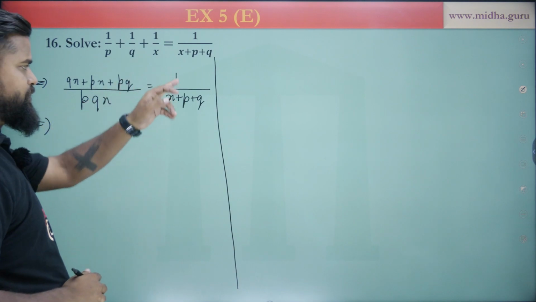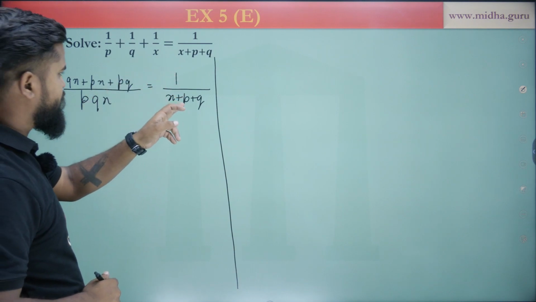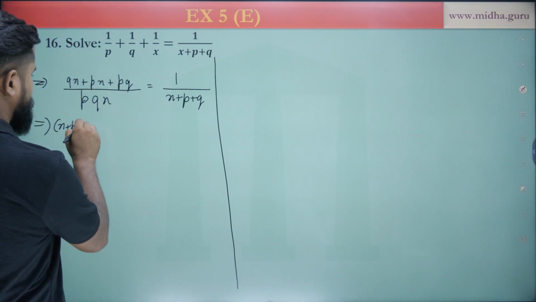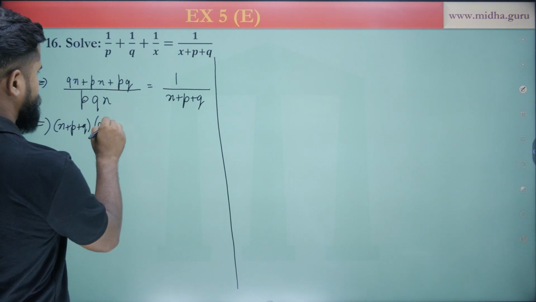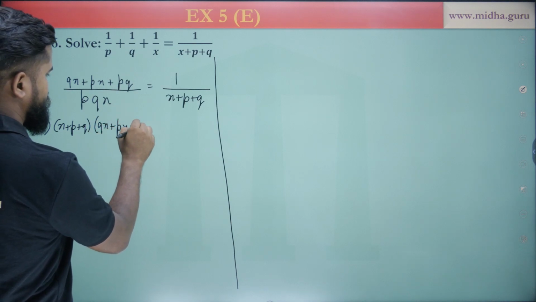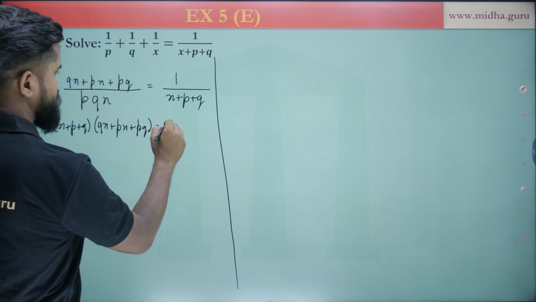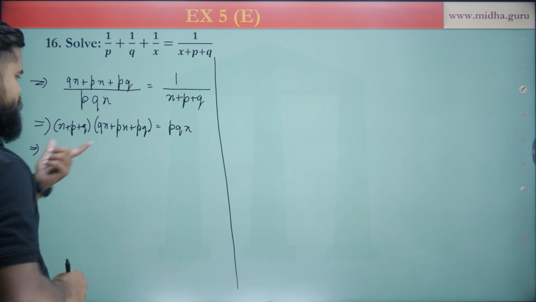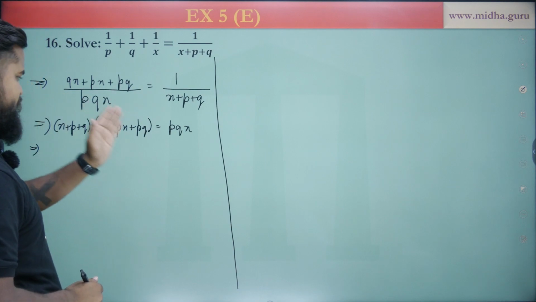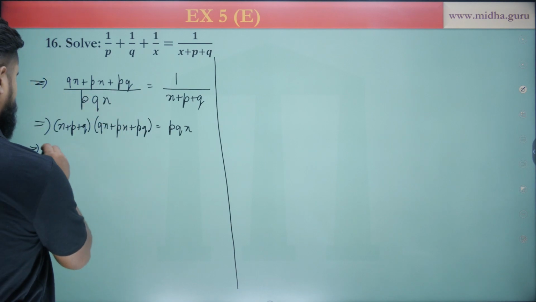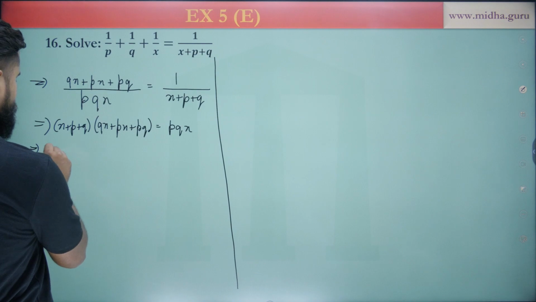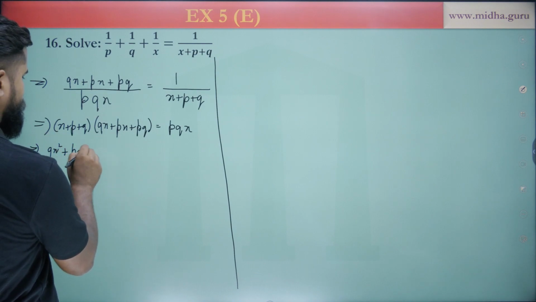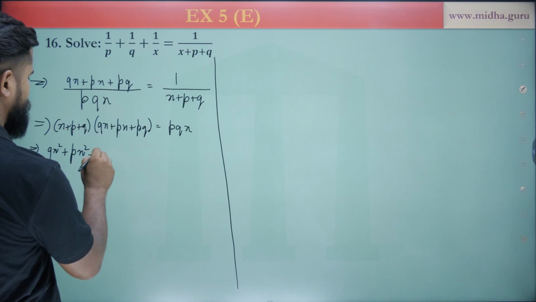Then what we'll do is we'll multiply pqx here and then (x plus p plus q) here. So we get (x plus p plus q) into (qx plus px plus pq) is equal to pqx. Now to expand the left hand side, I need to multiply x with all the terms, p with all the terms, and q with all the terms. So we'll get x into qx, which will be qx squared, then x into px, which will be px squared, and then x into pq, which will be pqx.